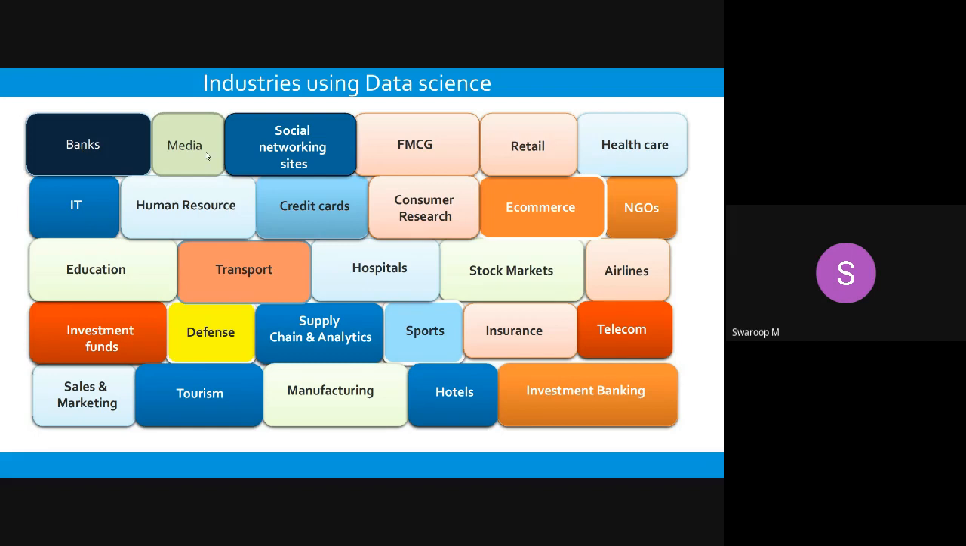Banks, media, social networking sites, FMCG, retail, healthcare, IT, human resource, credit cards, education, transport, hospitals, stock markets, airlines, right?